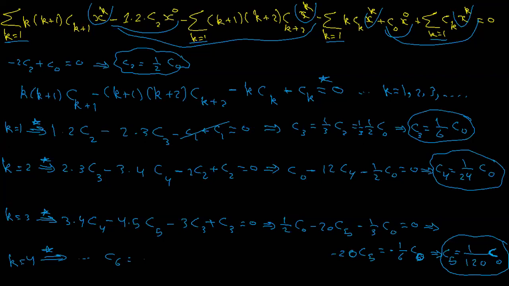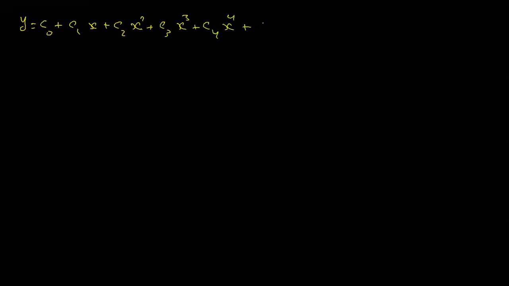We have to write our solution in those constants, and we need to find the constants, by the way, because I give you an initial condition. So now my solution, let me go to the yellow. I know that my solution y is given to be c0 plus c1x plus c2x squared plus c3x to the power 3 plus c4x to the power 4 plus c5x to the power 5 and so on.